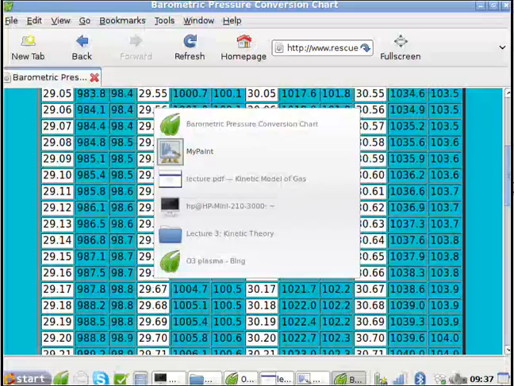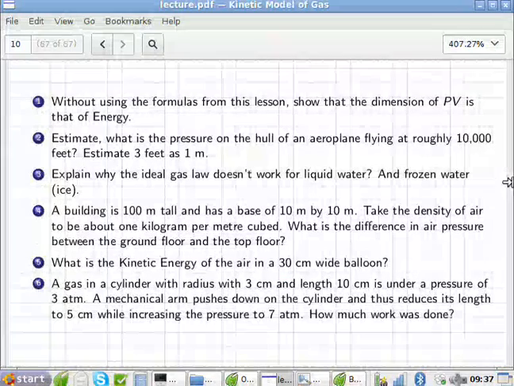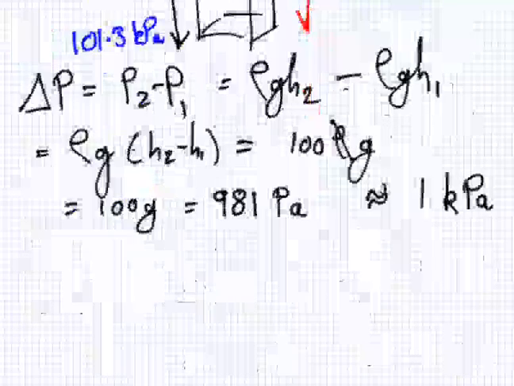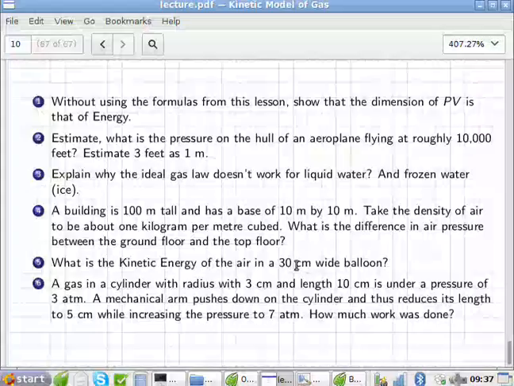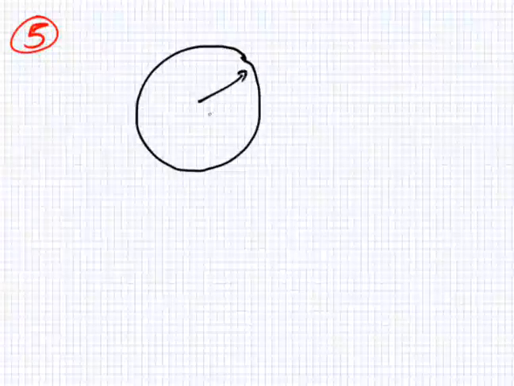Now look, although you don't know what h1 and h2 are, you do know what h2 minus h1 is. What's that? 100, yeah. I told you to take the density to be about 1, so that's gone. The difference will be about 100 g, which will be 981 pascals. So roughly 1 kilopascal.